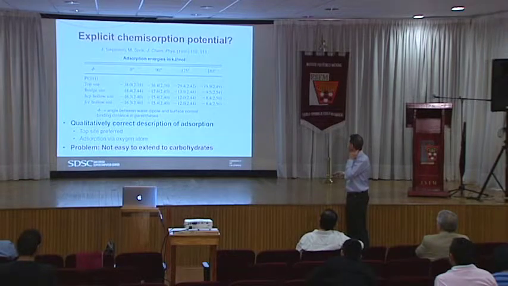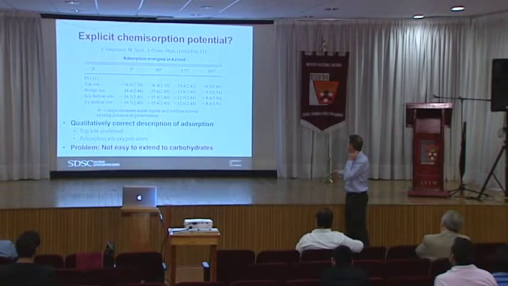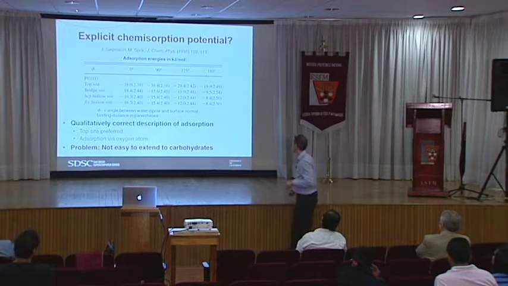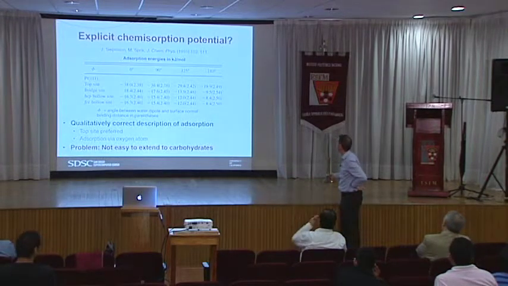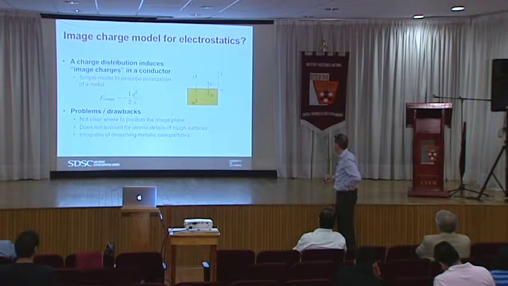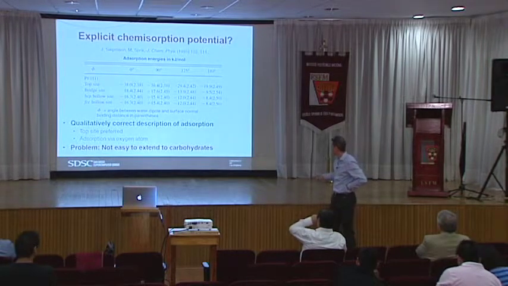So what I wanted to show here is, if you look at this table, we have top sites, bridge sites, and then 2 different types of hollow sites. The adsorption energies here qualitatively correctly describe the adsorption, with the top site being preferred over the other sites, as you can see. And the adsorption is via the oxygen atom and not via hydrogen atoms. That's also correct. So the problem is that this is not easy to extend to carbohydrates. And it's an older parameterization. It could be reparameterized. But instead, we decided to do something on our own and start from scratch.